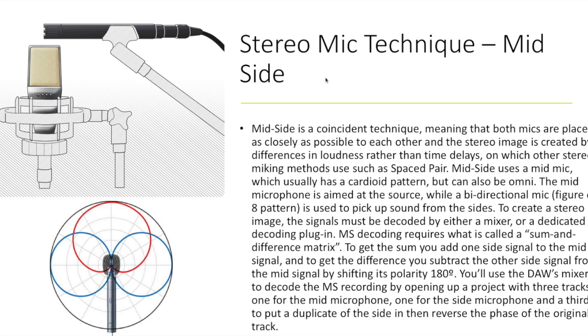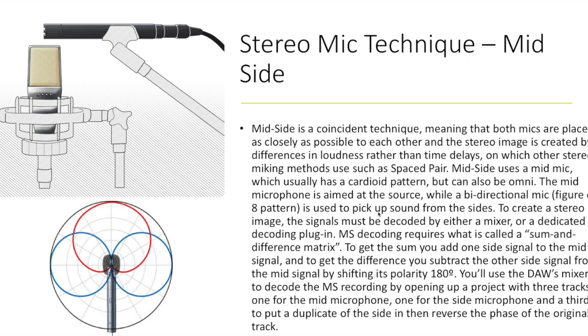Then, quite an advanced technique here, we have mid-side, using two microphones. A mid-side is a coincident technique, meaning that both mics are placed as closely as possible to each other, and the stereo image is created by the differences in loudness rather than time delays. Unlike other stereo miking methods, such as spaced pair, mid-side uses a mid microphone, which is here the mid microphone, which is usually a cardioid pickup pattern. See here the cardioid pickup pattern, but it can also be omni.